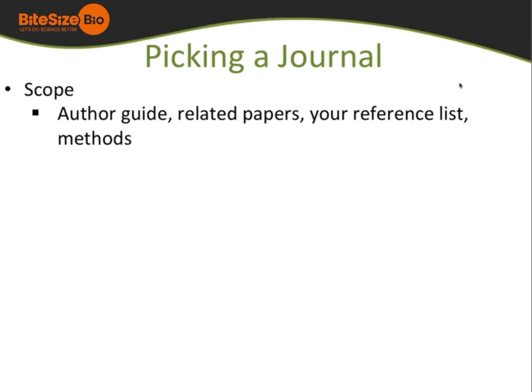If you don't actually have a journal in mind, there are other ways to find journals that are within the right scope for your paper. First thing is to look at related papers, so papers that are related to the work that you're publishing, and obviously a good place to do this is to check out your reference list.